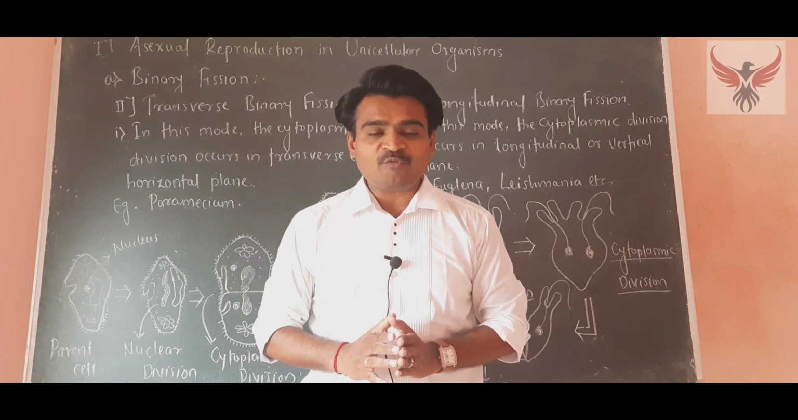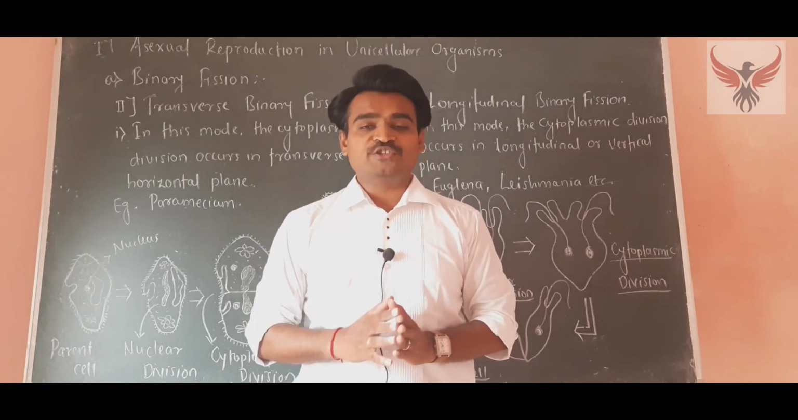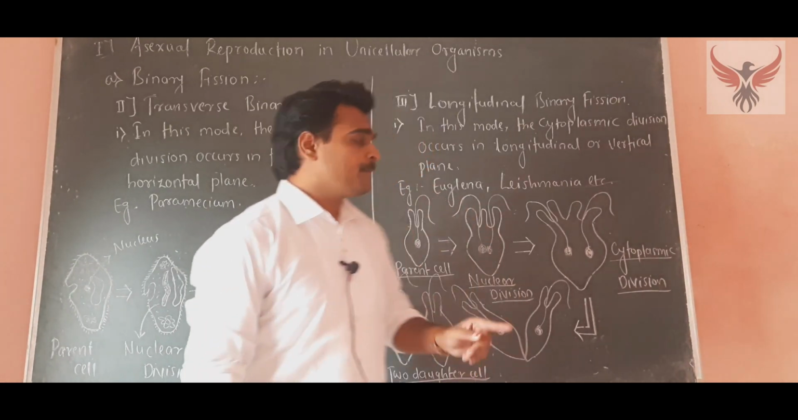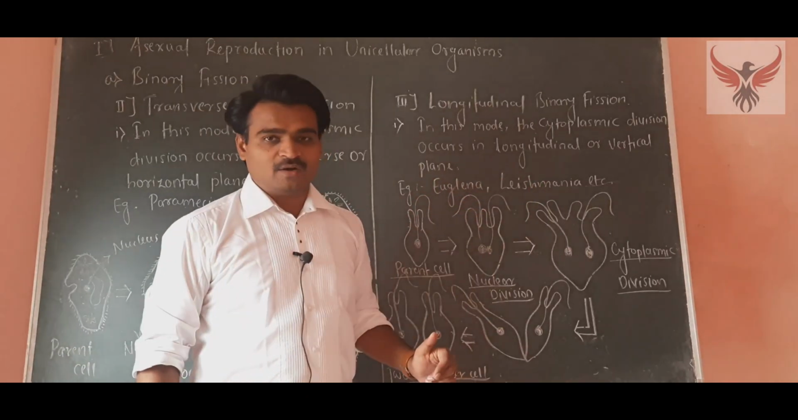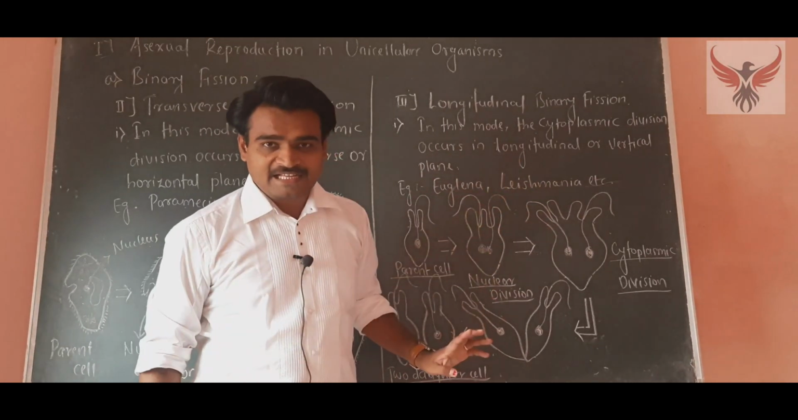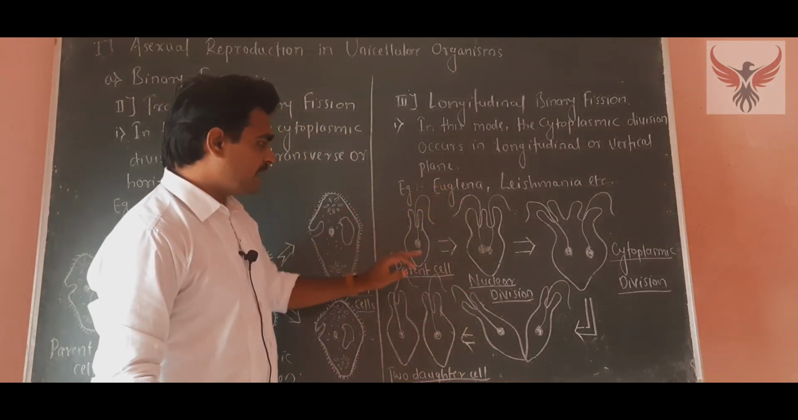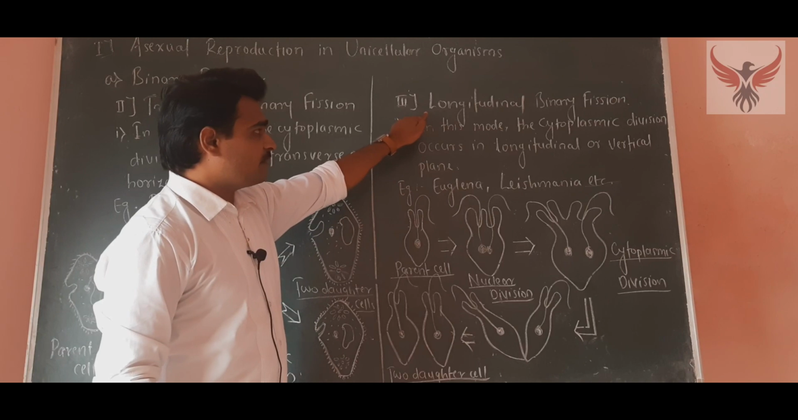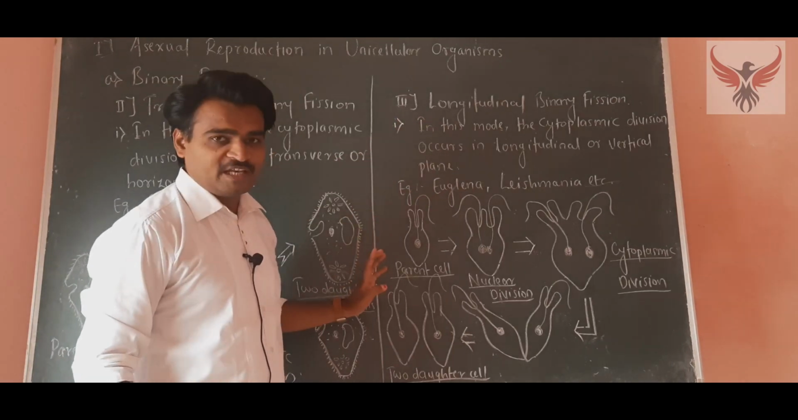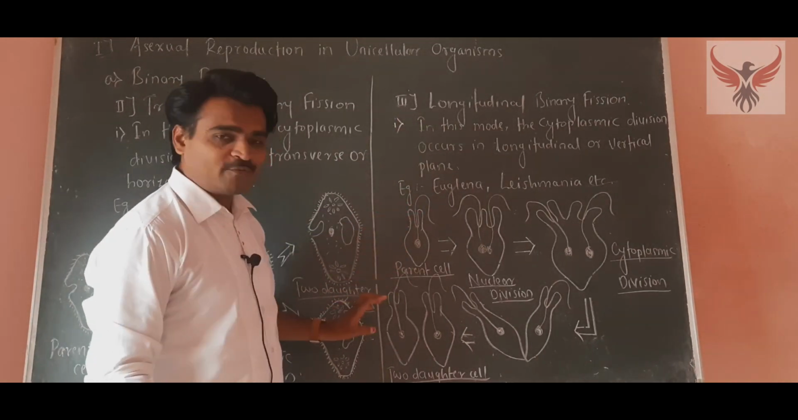The example of an organism that shows longitudinal binary fission is Euglena. And there is a second example, Leishmania. Leishmania causes kala azar. Here we can see the diagrammatic representation of longitudinal binary fission in Euglena. This is the parent cell of Euglena.